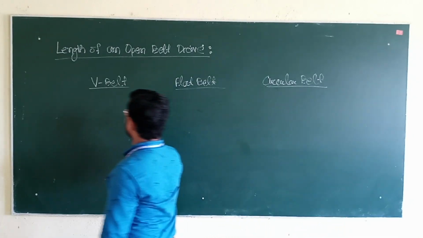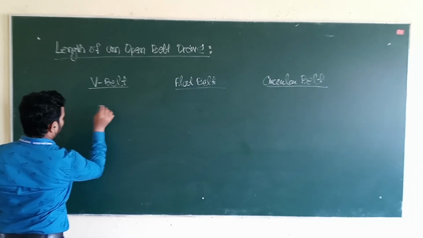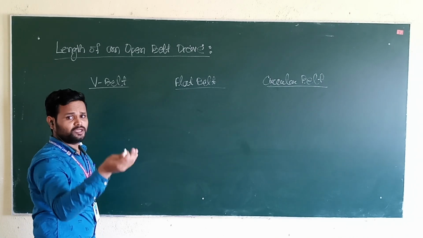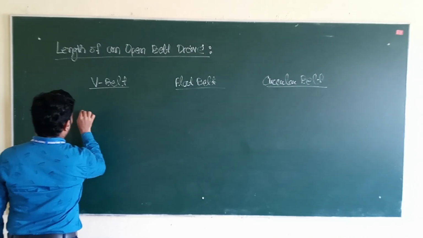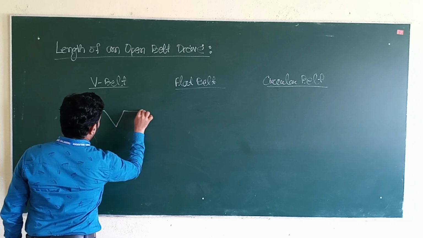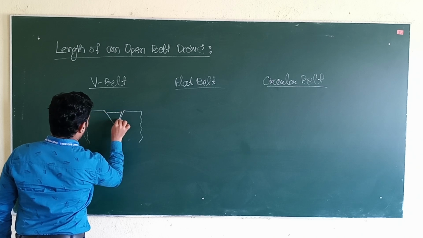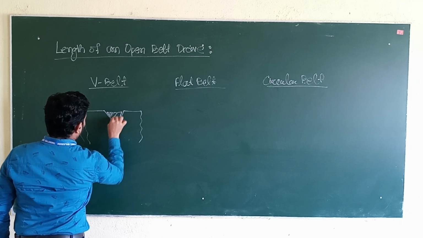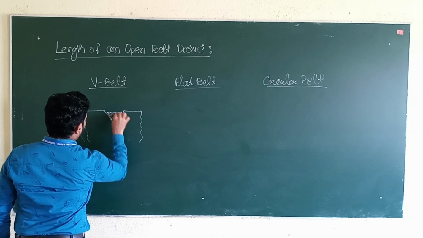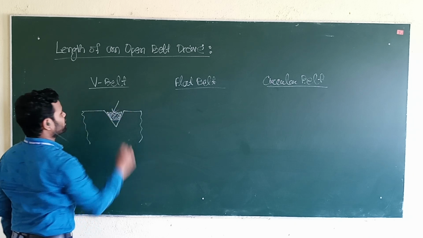Before that, let's see what a V belt is. You know that belts are used on pulleys. Over the pulley, belts are there. So first draw the pulley here. Here you can see this is the pulley. In the case of a V belt, the belt is like that. This hatched area is your belt. So this is called a V belt.